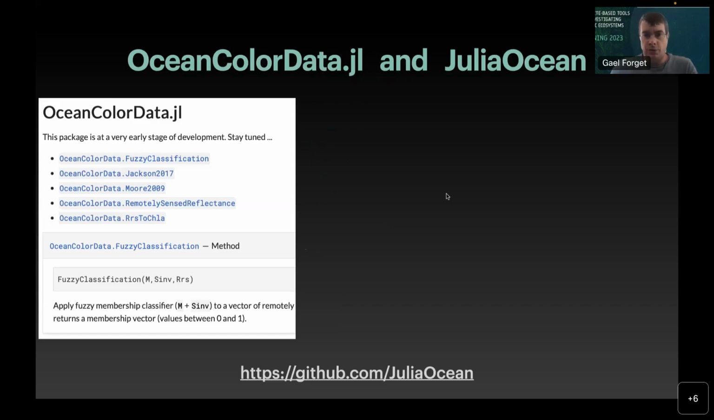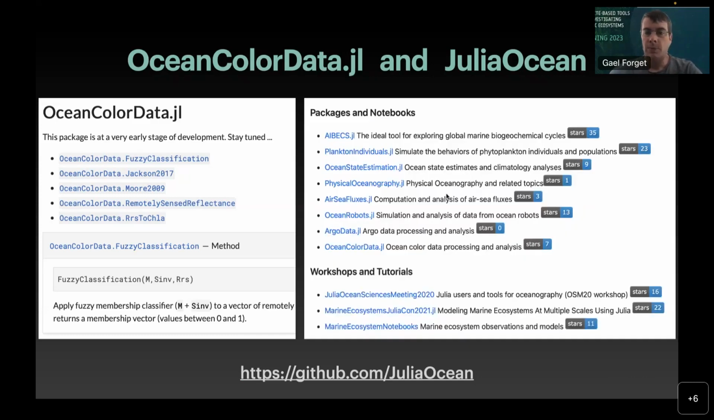We are going to be using the oceancolordata.jl package, which is somewhat depicted here on the left. It is a small package that contains the functions that implement what we are going to be talking about. For example, the last one converts from remotely sensed reflectances to chlorophyll A. It's part of a Julia Ocean organization that you will find on GitHub. The link is at the bottom of this page.